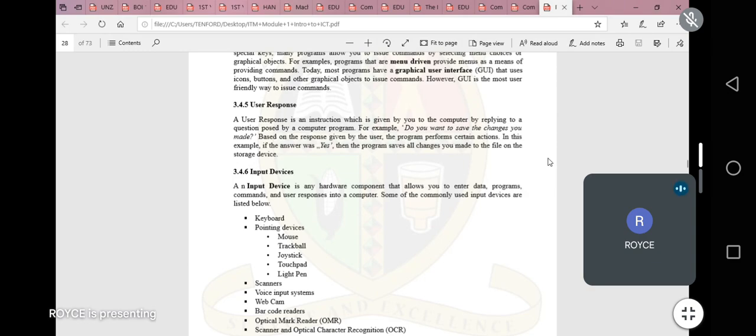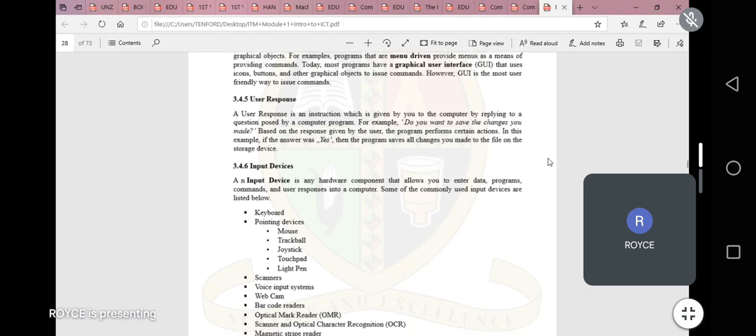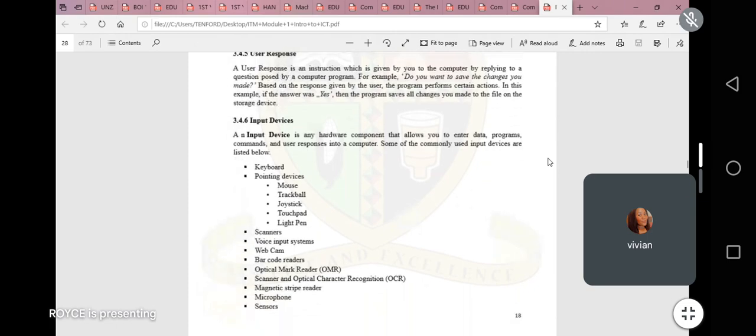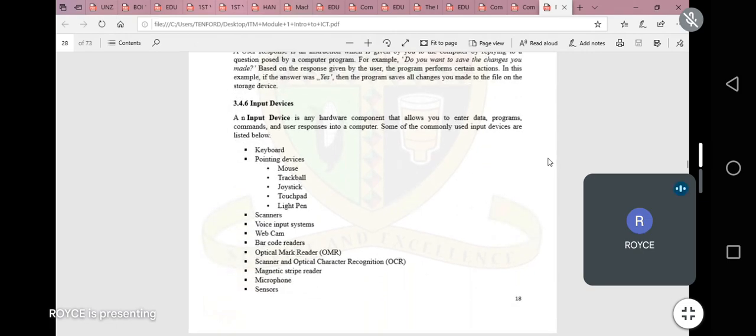Is that clear? Okay, so I'm just going to finish talking about input devices, and that's where we're going to end. We're going to make up for the other 30 minutes next time so that we can have this one out. Is that okay? Great. All right, so now we go back to input devices.